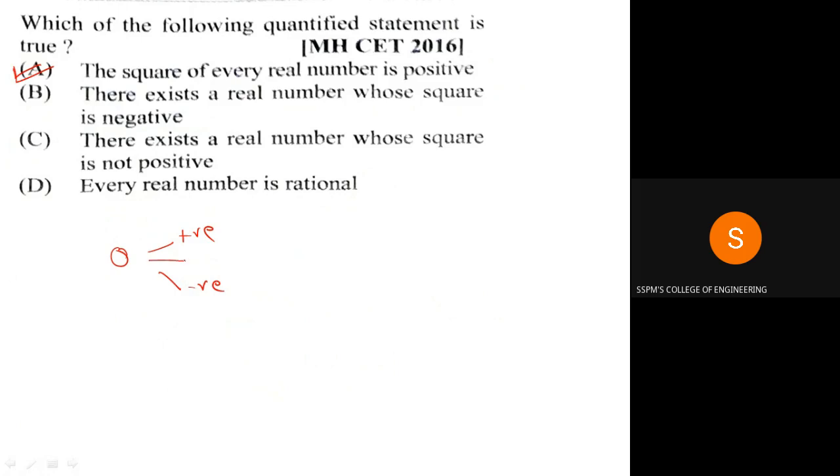No, it is neither positive nor negative. It is called a neutral element. Zero is a neutral element. Zero is also a real number. Zero is real, and zero squared is equal to zero, which is not positive. So because of the existence of zero, this statement is false.